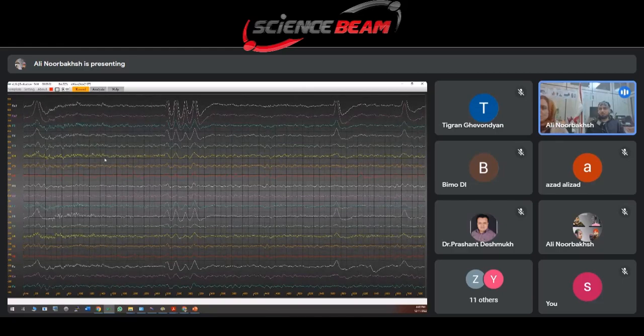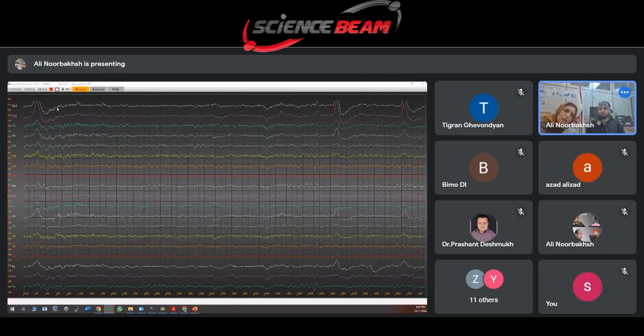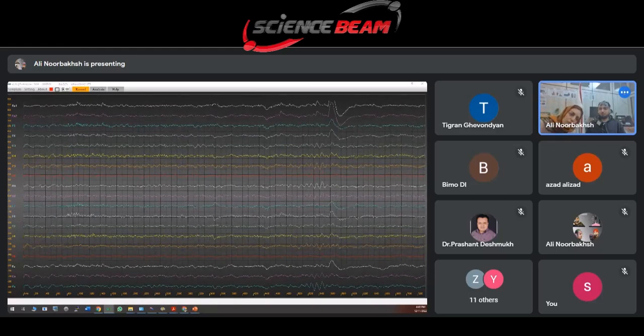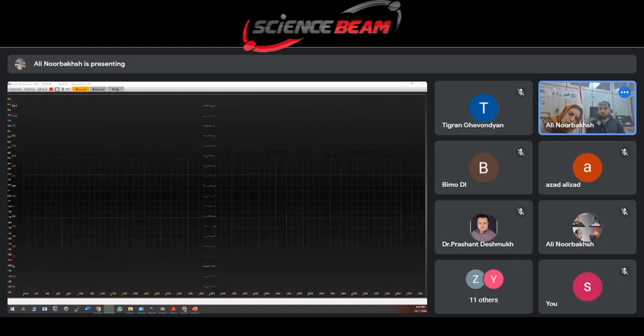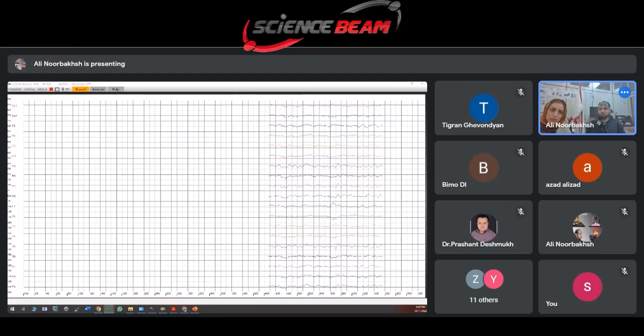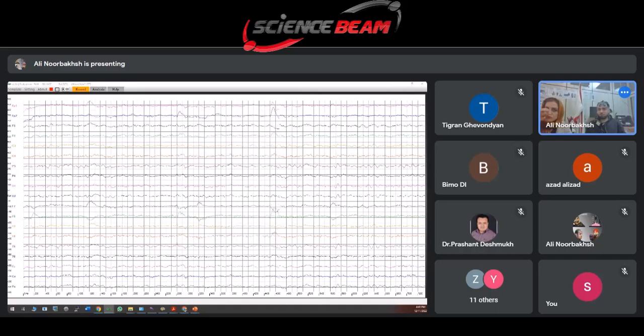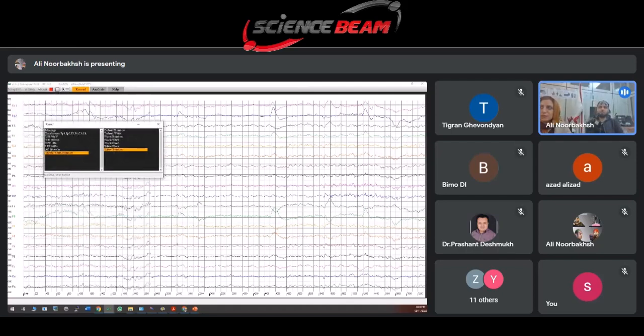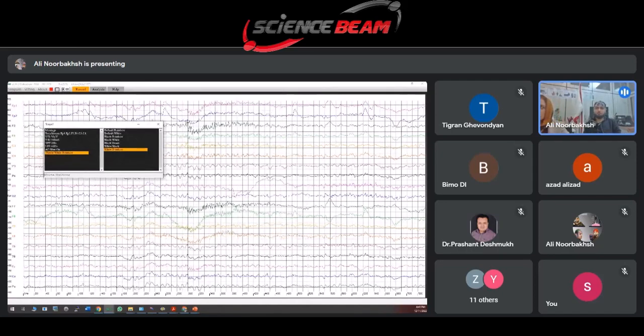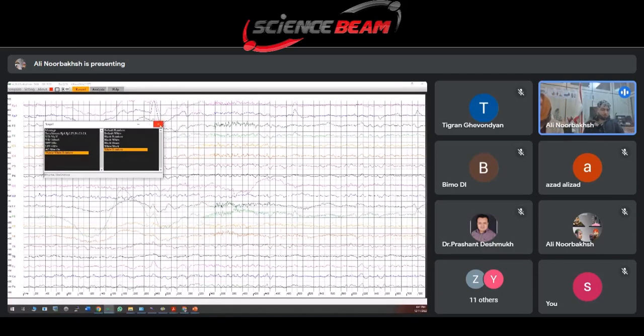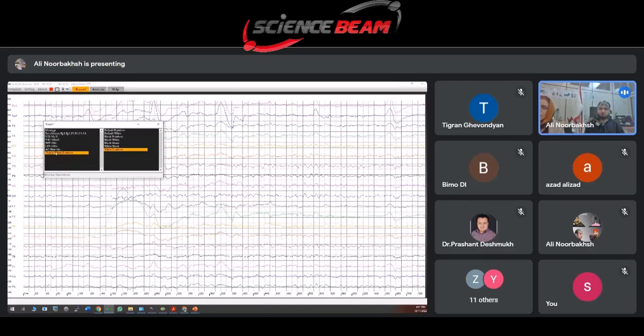And we can change the theme of the software. Can change theme, black, white, with right click. When we right click on a scope, we can see the setting, montage, data stream, and AC filter, and we can change it.